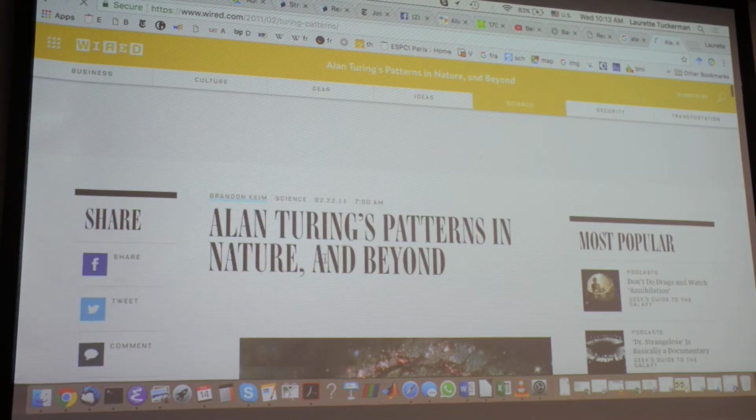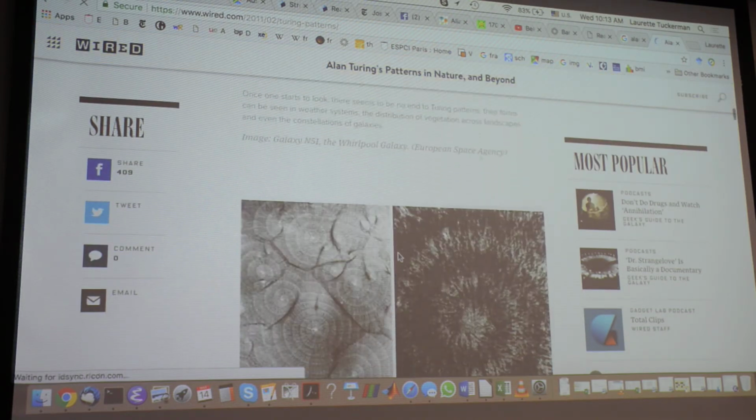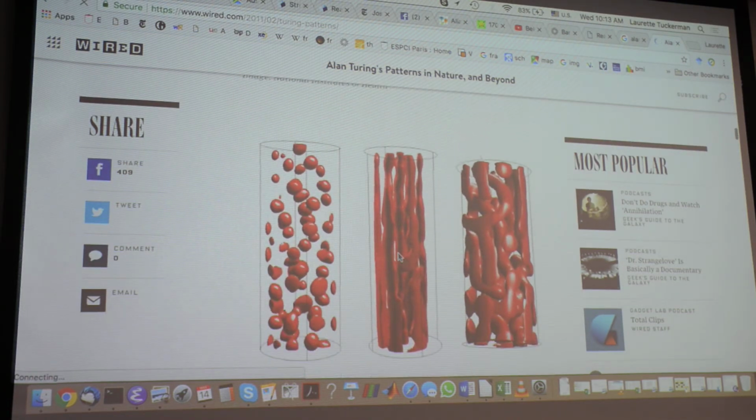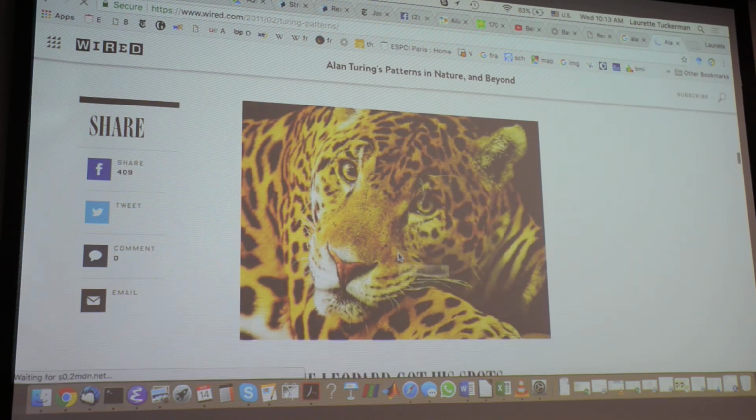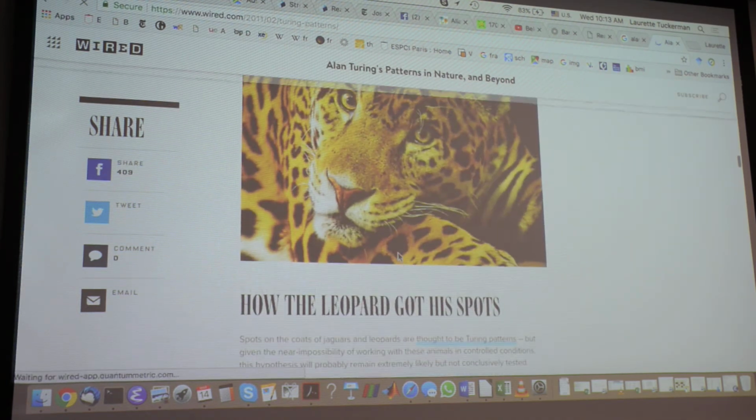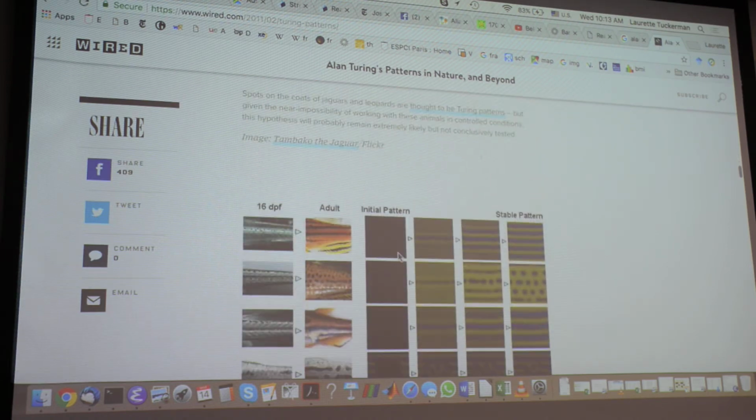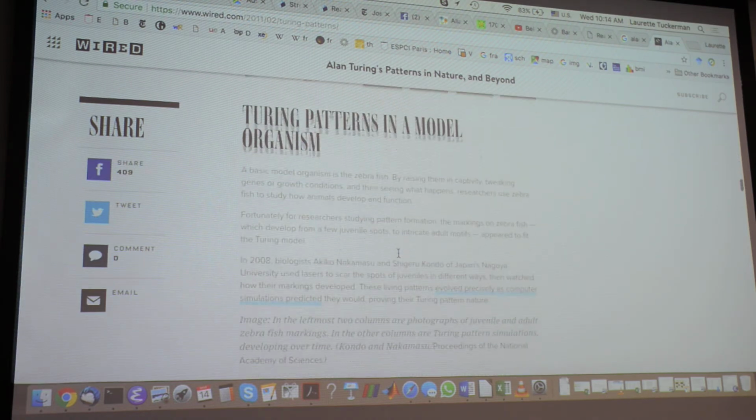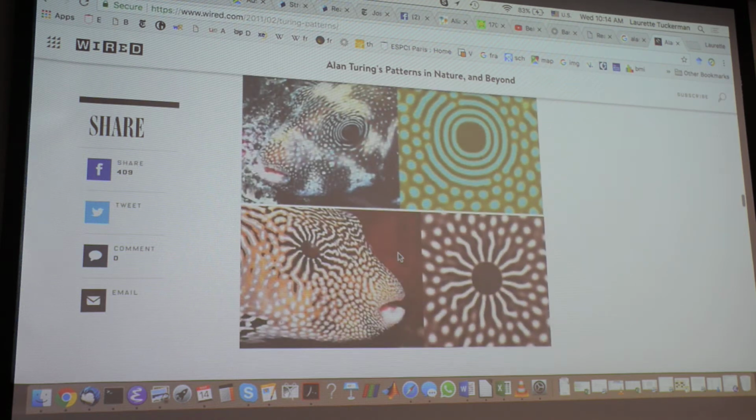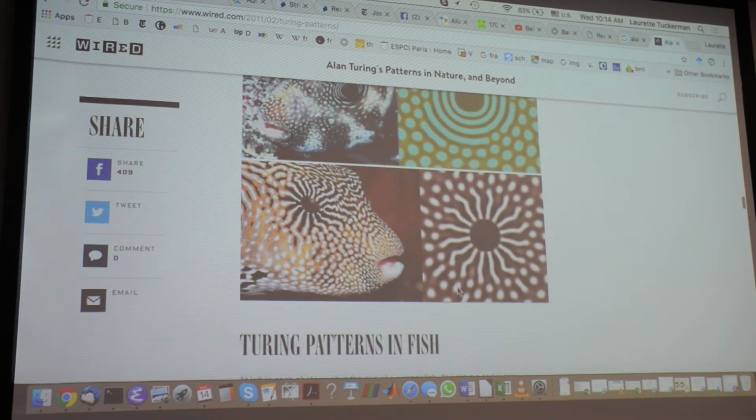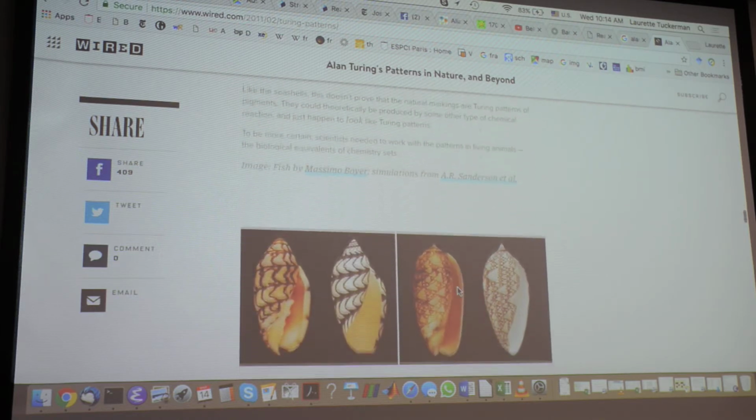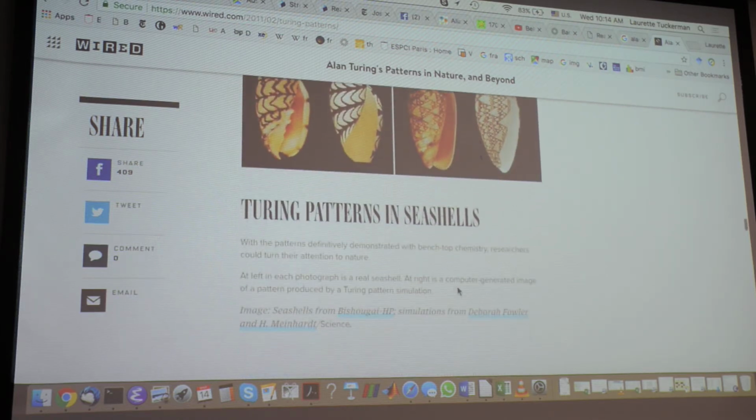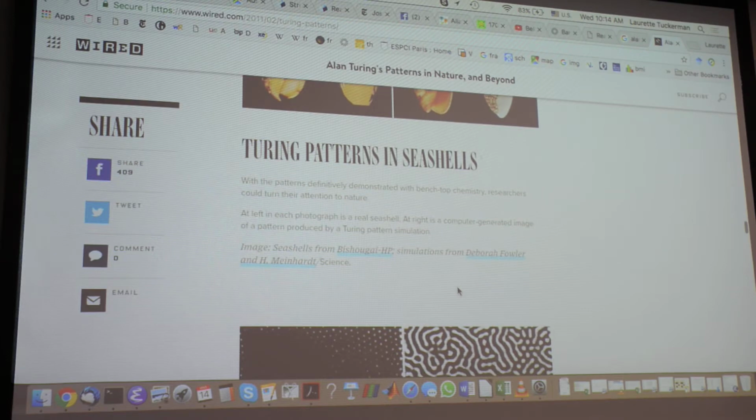That is a matter of galaxy, cells, Turing patterns. There, I knew I'd find a tiger somewhere. Right, okay. So here's a tiger, or leopard. Apparently, this is how the leopard got its spots. But to the best of my knowledge, here's some fish, this is merely a hypothesis. And there is no evidence that, or shells, that these patterns are produced by the Turing mechanism.